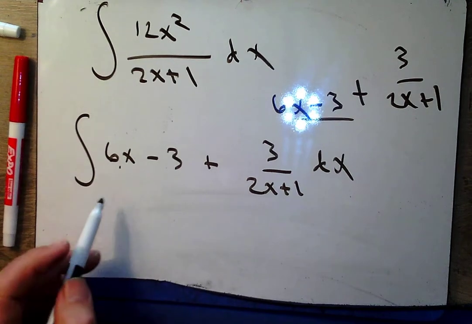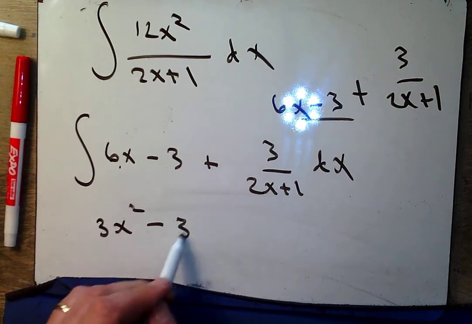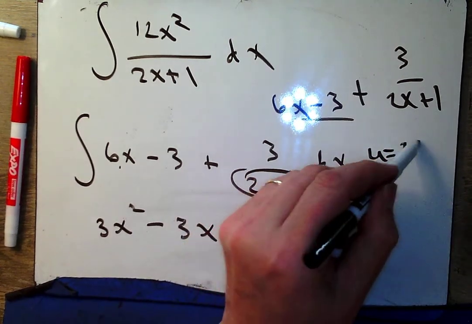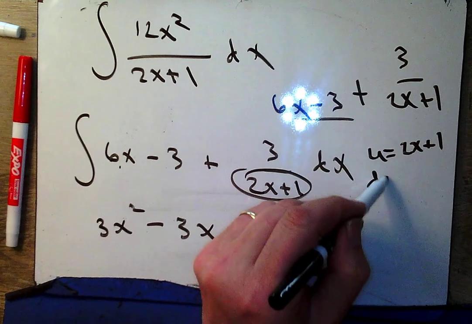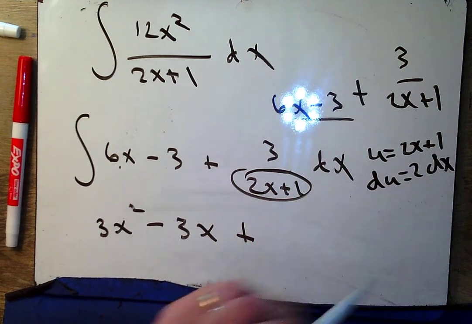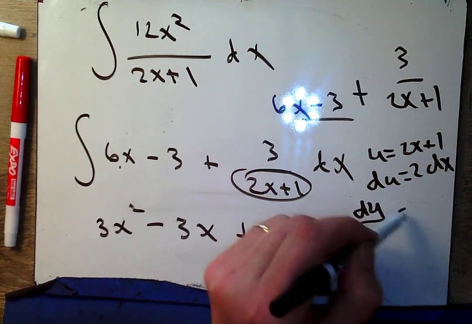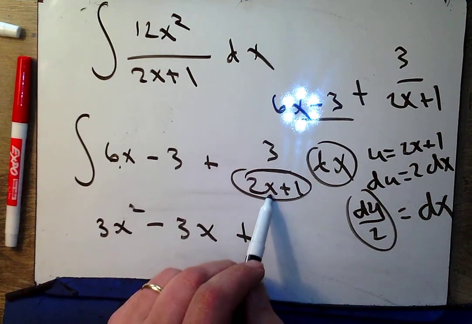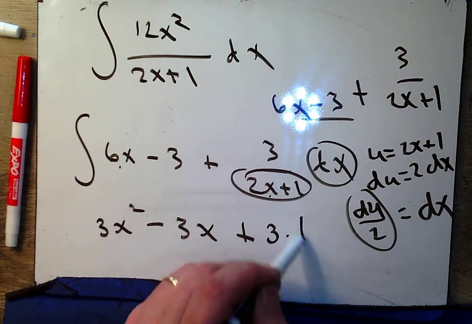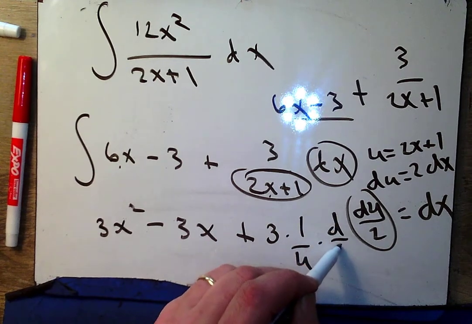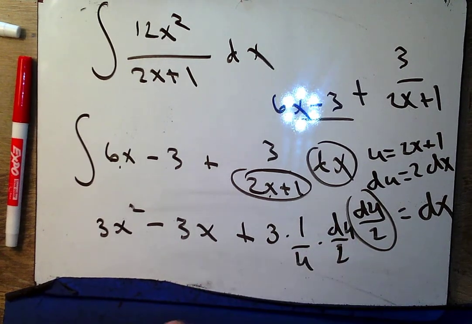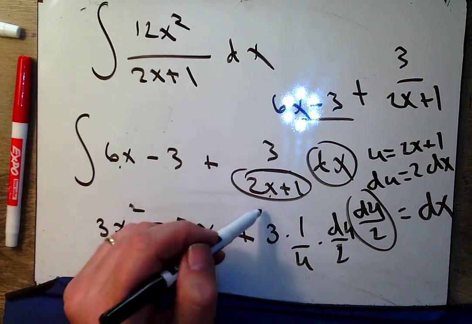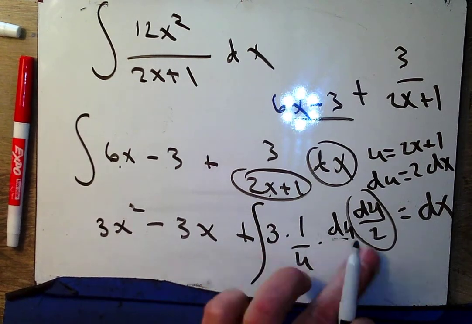Okay, the antiderivative here is going to be 3x squared minus 3x plus. Now, I'm going to do that as a u sub because I don't trust myself to take this properly. So du over 2 is dx. So that is du over 2. That is our u. So I have 3 times 1 over u times du over 2. Okay? So I'm going to move this here. So that's going to be 3 halves.